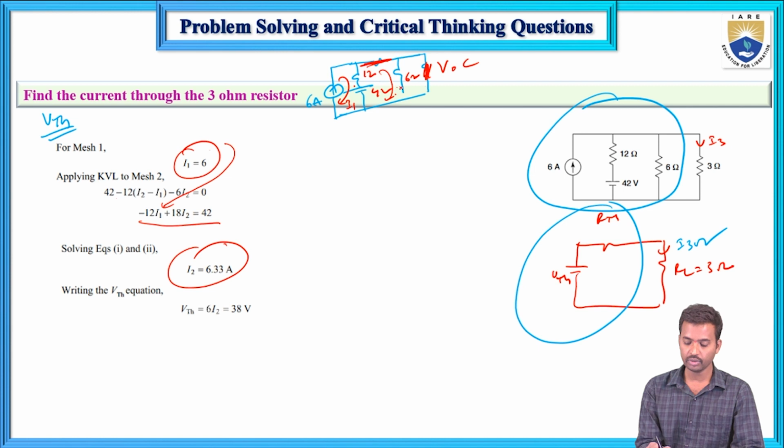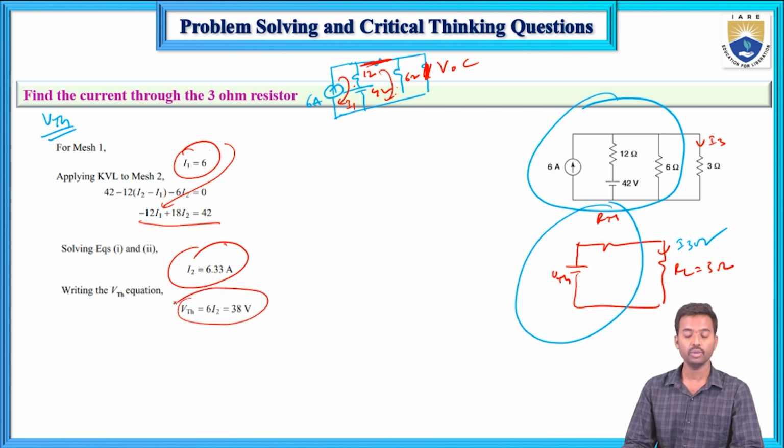After that, the drop across this 6 ohms resistor is the VOC. That is 6 into I2, which equals 6 into 6.33, about 38 volts. This 38 volts is the Thevenin's voltage.